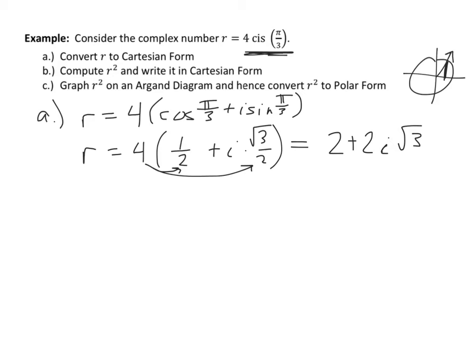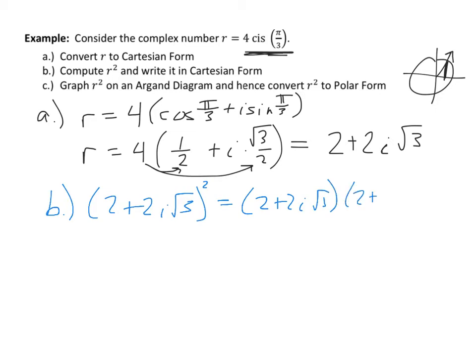All right, so part B, compute r squared and write it in Cartesian form. Okay, so for part B, I'm being asked to take this thing that I just got, 2 plus 2I root 3, and square it. Now remember that what that means is I need to do 2 plus 2I root 3 times 2 plus 2I root 3.